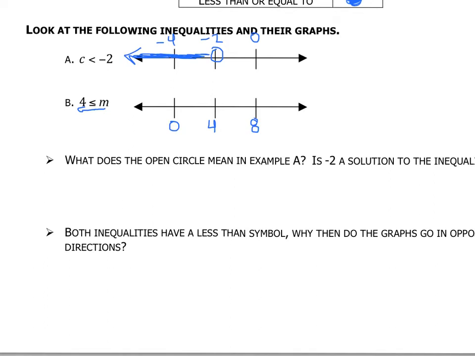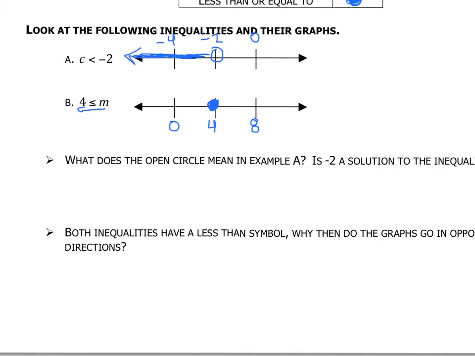Since I know it's greater than, I know I'm going to go with the right. So I can start at 4. Now this is greater than or equal to. So now 4 is actually included because 4 is a solution. If I put 4 in there, it is greater than or equal to 4.